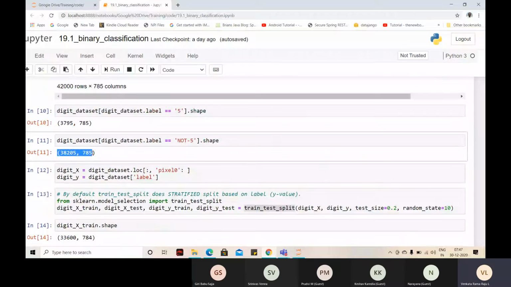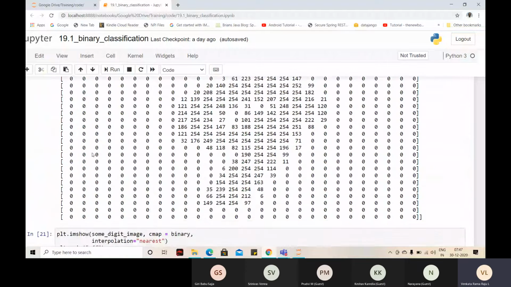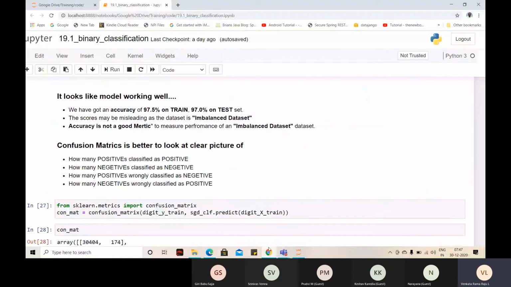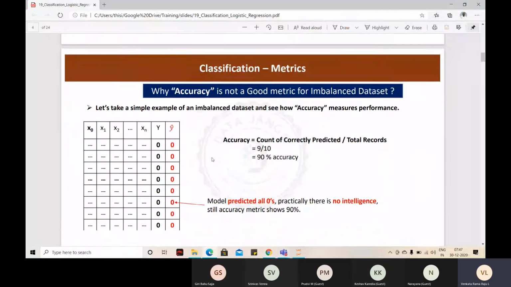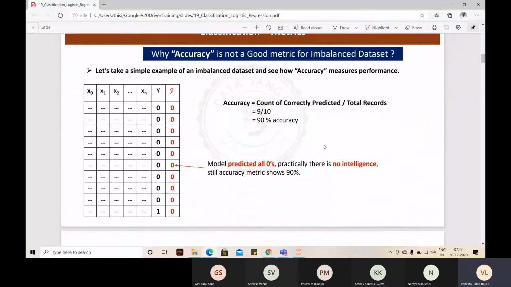If we don't give it that way, accuracy score, precision and recall will also mislead you by showing a big number as accuracy. So we have seen that accuracy is actually the count of correctly predicted divided by the total number of records.